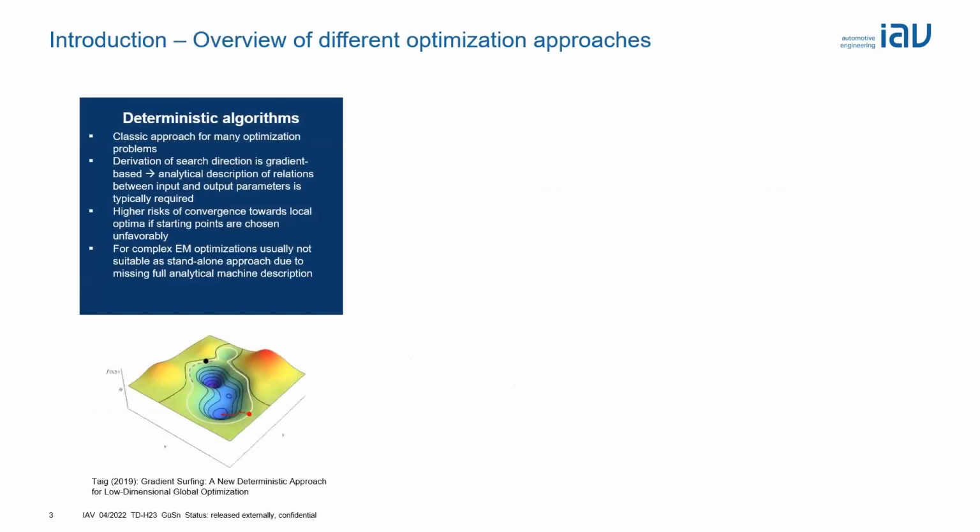The optimization approaches can be divided into two groups. The first group, the deterministic algorithms, are the classic approach for many optimization problems. The derivation of the search direction is gradient-based. We typically need an analytical description of the relations between input and output parameters. There's a high risk of convergence issues if the starting points are chosen unfavorably. And for complex e-machine optimization, it is usually not suitable as a standalone approach due to the missing full analytical machine description.